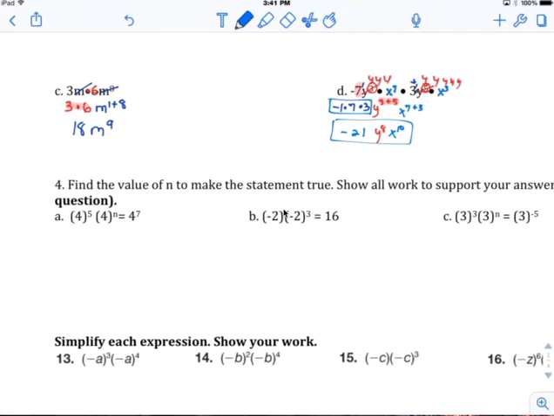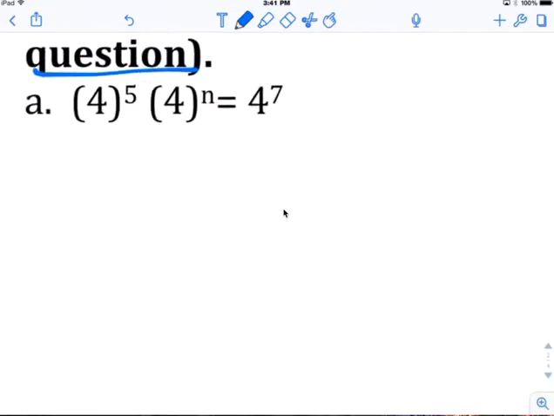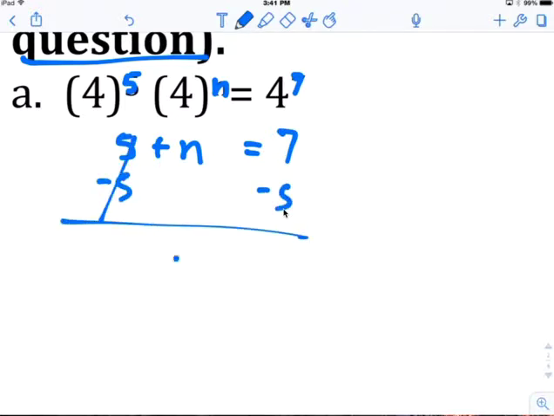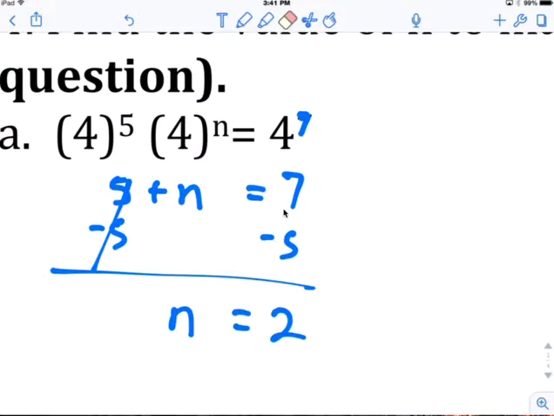Now, notice I put here quiz question. It's going to be on the quiz. Here, okay, what does n need to be to get to here? We know we add the exponents together, right? We add the 5 and the n, and we should get 7. So 5 plus the n, and should get 7, correct? So we need to find n. Minus 5 minus 5, n equals 2. So this missing value right here, 5 plus this 2 equals this 7. So n is 2.